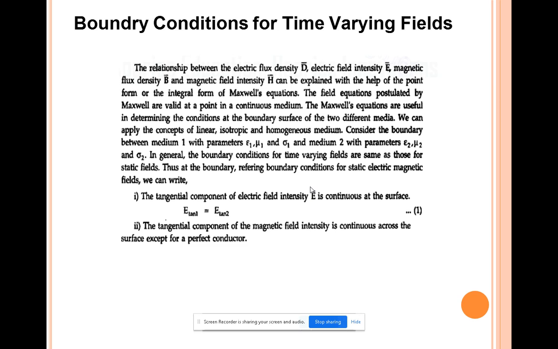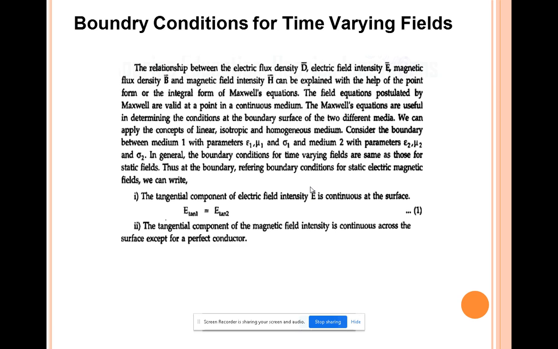ஒரே ஒரு மீடியம்ல travel பண்றப்ப தான் those four Maxwell equations will be applied. But while we are switching from one medium to another medium, the same Maxwell equations will not be followed. Rather, we are going to use some other equations for determining the boundary conditions. So while switching from one medium to another medium, at the end of the medium, the boundary line, those boundary surface conditions only we are going to learn.